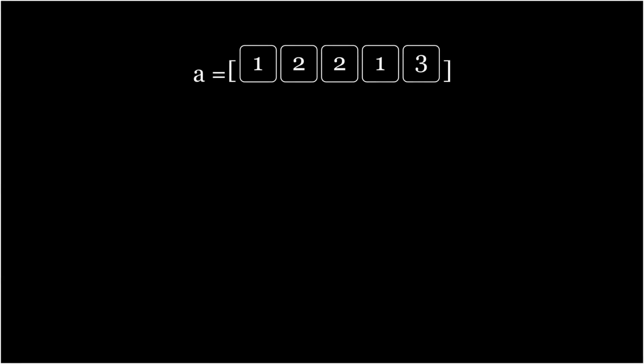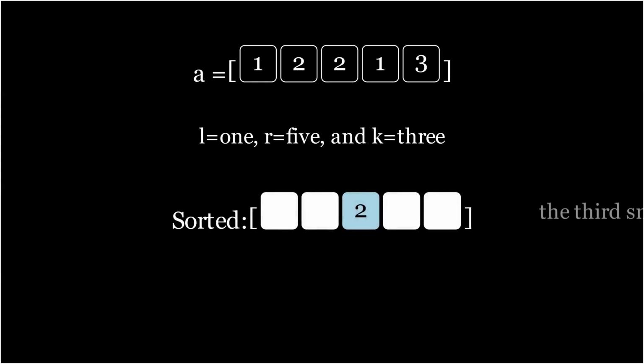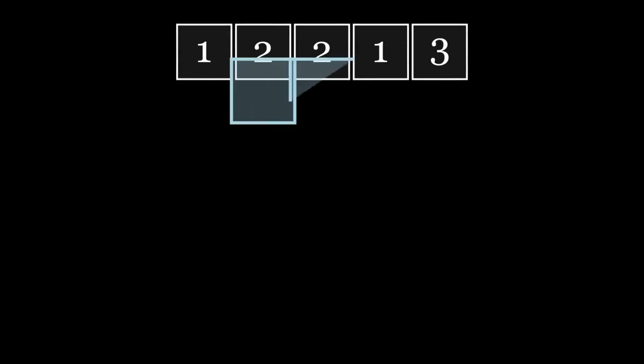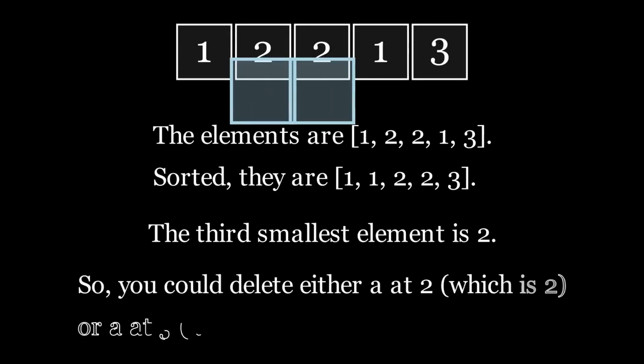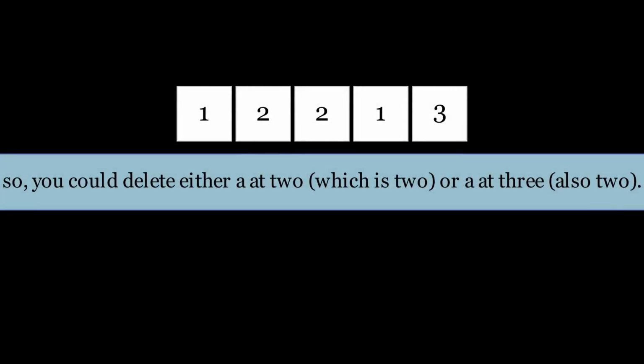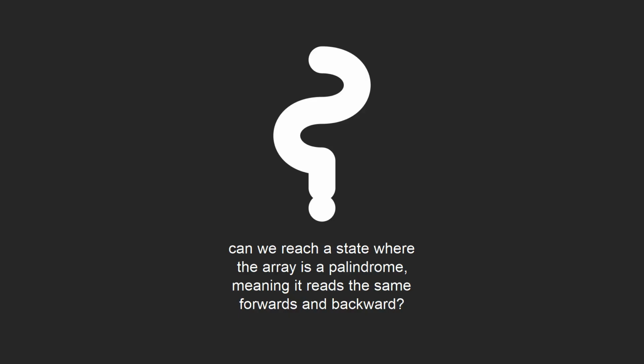For example, if A equals [1, 2, 2, 1, 3], L equals 1, R equals 5, and K equals 3. The elements are 1, 2, 2, 1, 3. Sorted, they are 1, 1, 2, 2, 3. The third smallest element is 2. So you could delete either A at 2, which is 2, or A at 3, also 2. The core question is, can we reach a state where the array is a palindrome, meaning it reads the same forwards and backward?